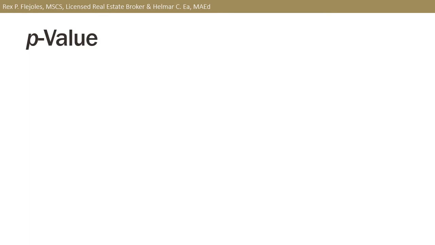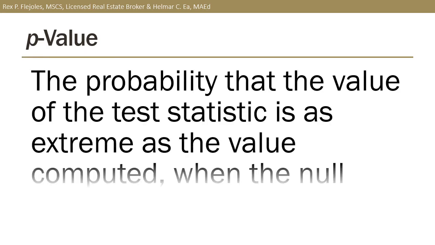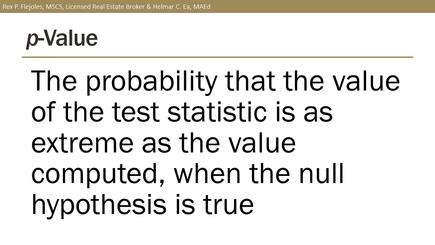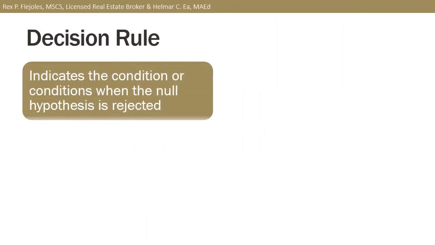Additional information may be provided by presenting the corresponding p-value. P-value refers to the probability that the value of the test statistic is as extreme as the value computed when the null hypothesis is true. The decision rule indicates the condition or conditions when the null hypothesis is rejected.